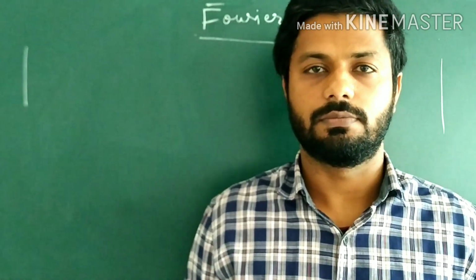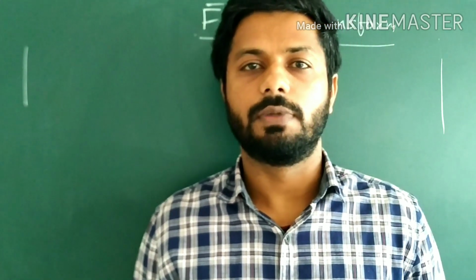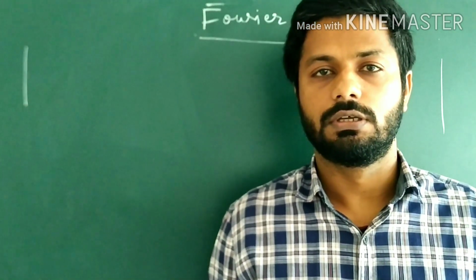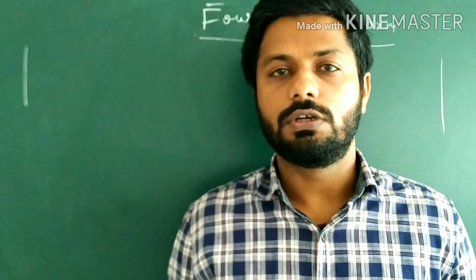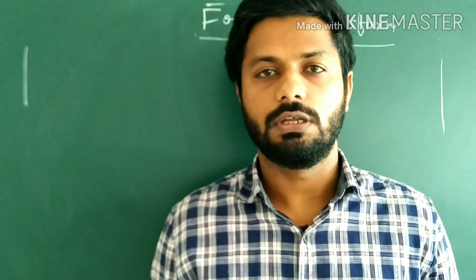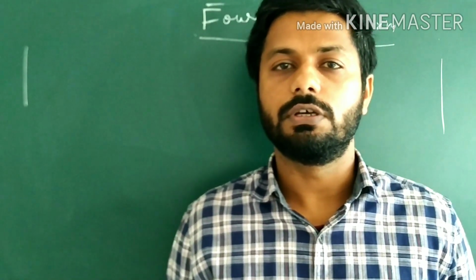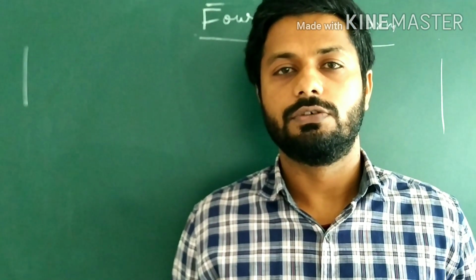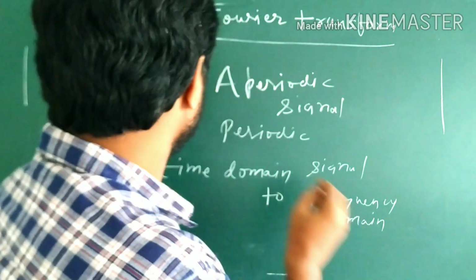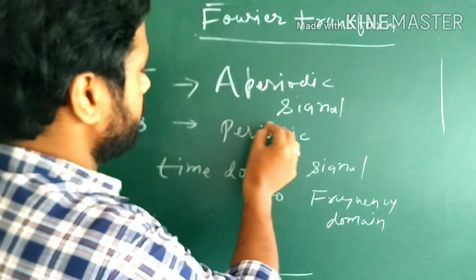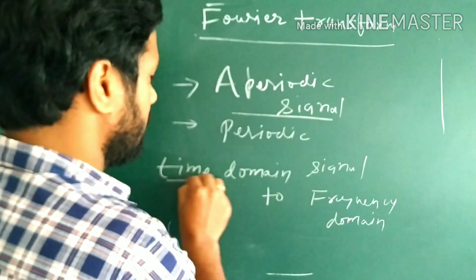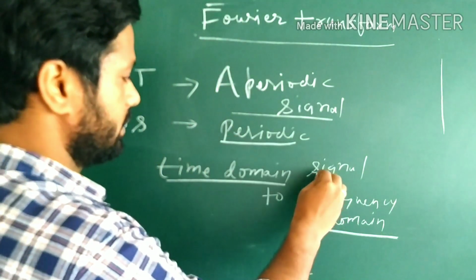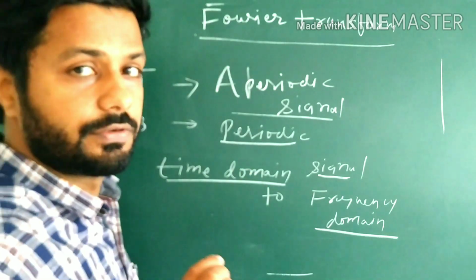What is Fourier transform? Fourier transform is a method by which we can convert a time domain signal into frequency domain signal. As we know, there are two types of time domain signal, periodic signal and aperiodic signal. Fourier transform basically converts aperiodic signal into its frequency domain signal. Fourier transform converts aperiodic signal from time domain to frequency domain, and Fourier series converts periodic signal from time domain to frequency domain.